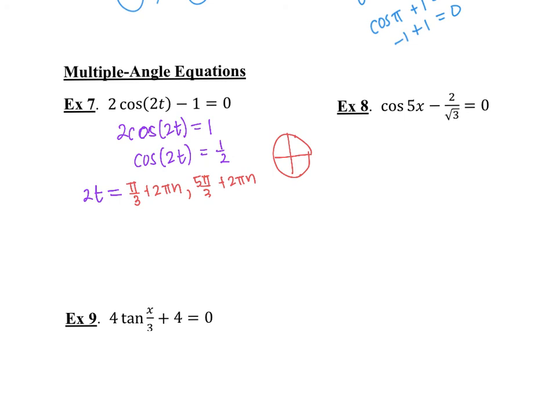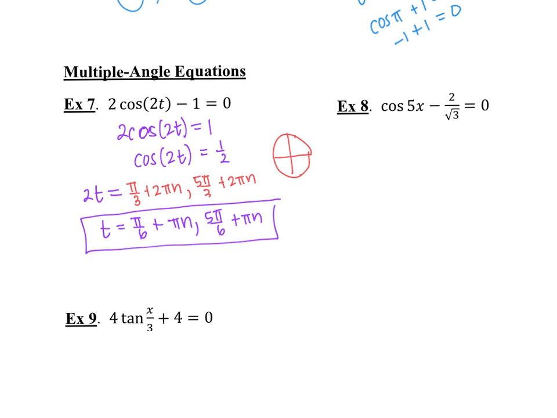I want to actually solve for t. So I'm going to divide everything by 2, or multiply everything by 1/2 to cancel the 2 out. So now instead of pi over 3, I have pi over 6. 2 pi n divided by 2 goes down to pi n. Instead of 5 pi over 3, I have 5 pi over 6. Instead of 2 pi n, over 2 goes down to pi n. And now I've solved for t.